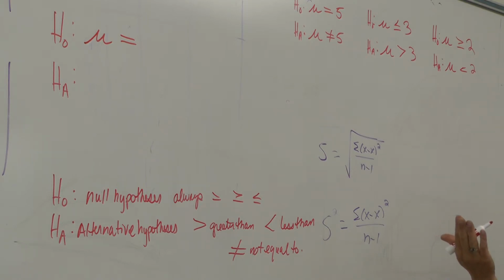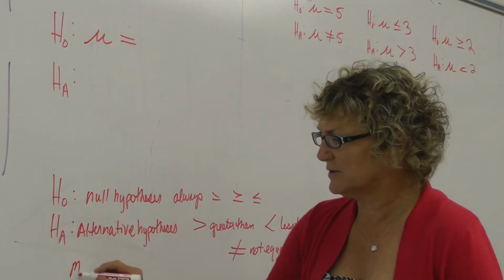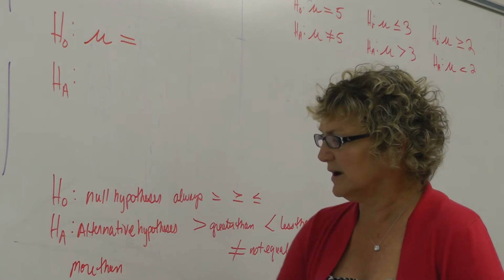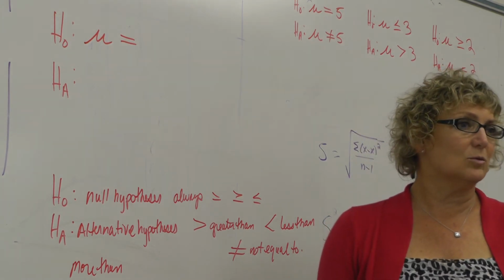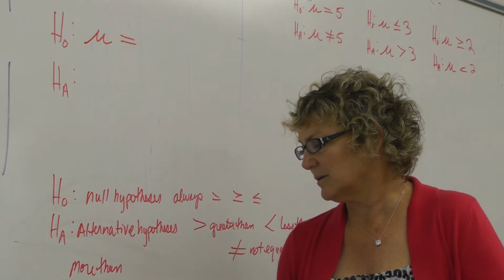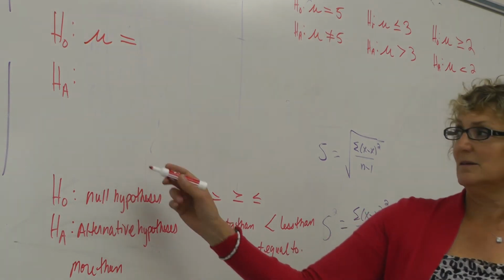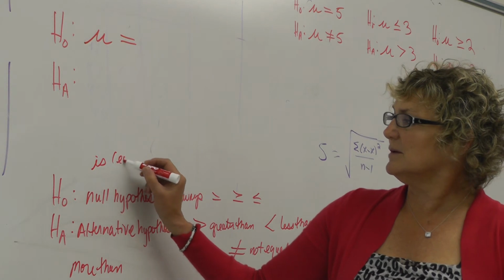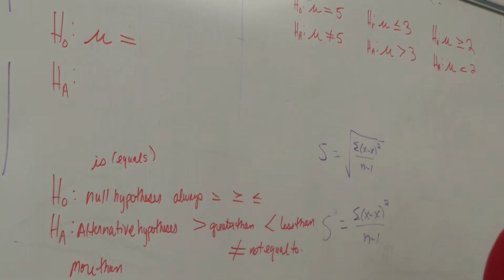More than, less than. If it was this, these are the clue words. More than, less than, not equal to. Rarely we see this, but. And our clue words for the null would be equal, is another word for equals, greater than or equal to. Okay, so those are some of the clue words we're going to be looking for in the story.